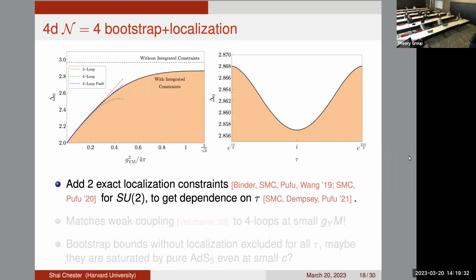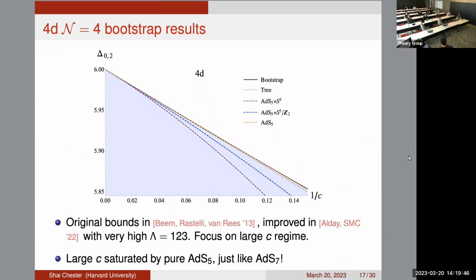Is that logical? Can it saturate at some N equals 100? Is it possible that it's saturated at SU(100), logically? Just asking. No, but we already know that can't be the case from this plot, because this plot applies to any maximally supersymmetric CFT, for any value of tau.